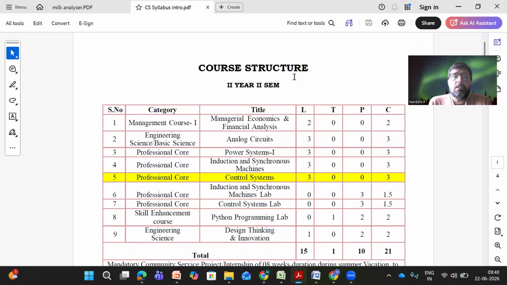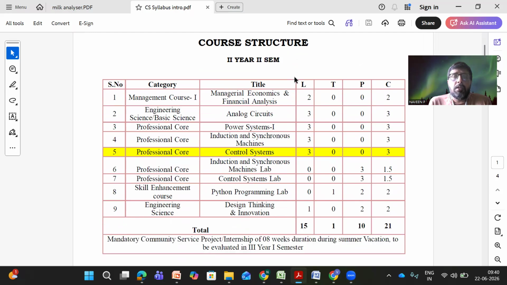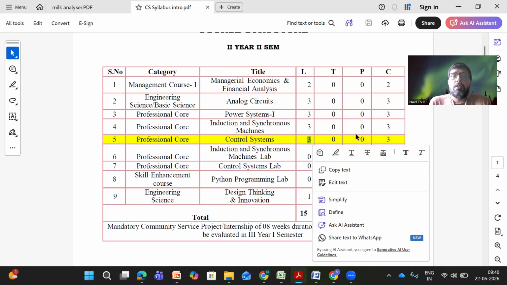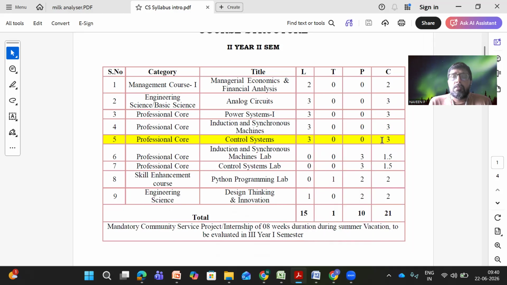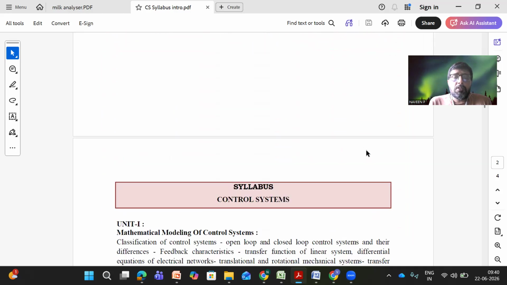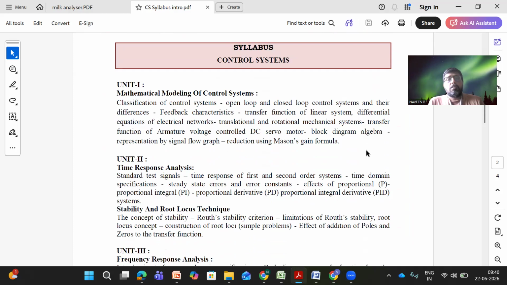This is the core structure of R23 regulation, second year, second semester, during which we have a control systems subject, and every week we'll have 3 lectures. That will get you 3 credits for the subject of control systems. Coming to the syllabus of control systems, the syllabus is divided into 5 units.